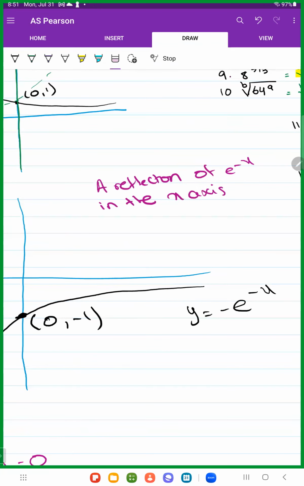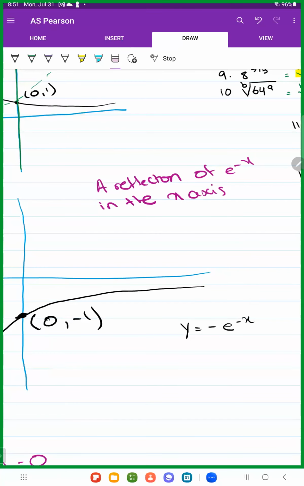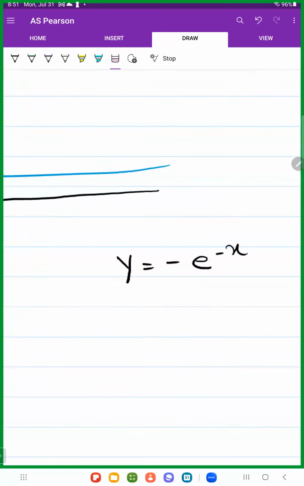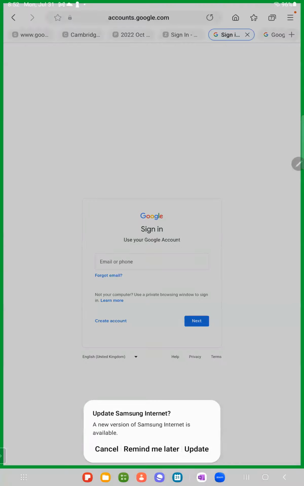y equals minus e to the minus x. So we talked about e to the minus x, we talked about minus e to the x, and now we're talking about minus e to the minus x. Let's interpret this first. We can see initially that this minus means it's a reflection in the x-axis, because there's a minus in the function.